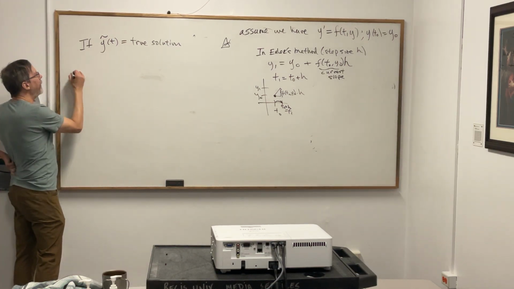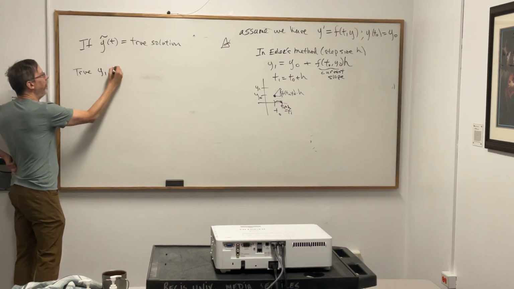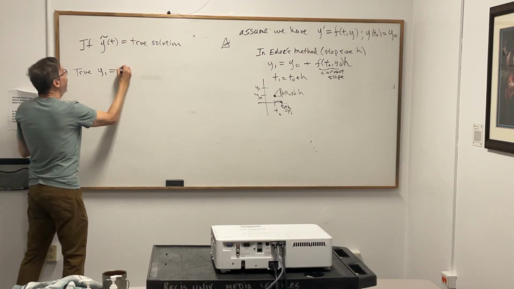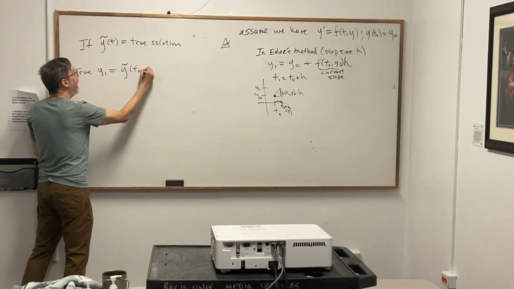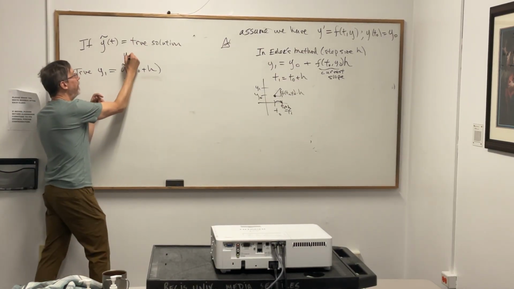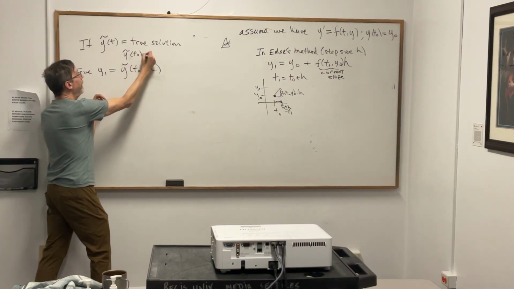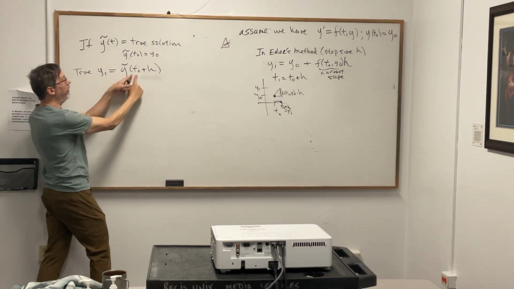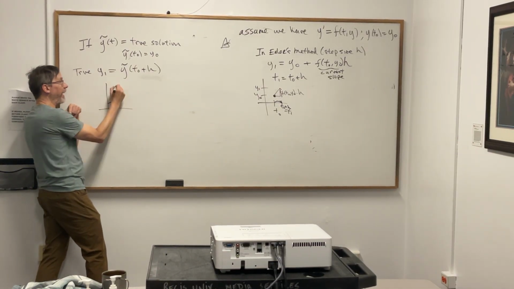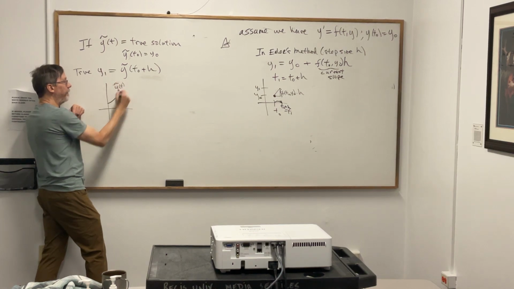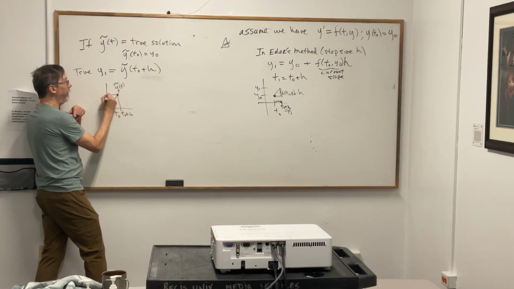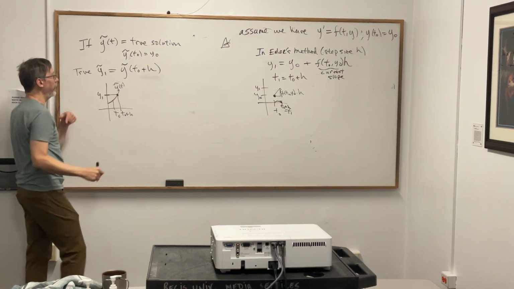Then the true y1, which is the next y value, is equal to y tilde at t naught plus h. Again, remember y tilde at t naught is our initial condition. So if I move over h units, that is the actual true value. So I've got this weird, beautiful curve, that's the truth. Y tilde of t, here's t naught, here's t naught plus h. And that right there is y1. And let's call it, I guess, y1 tilde.